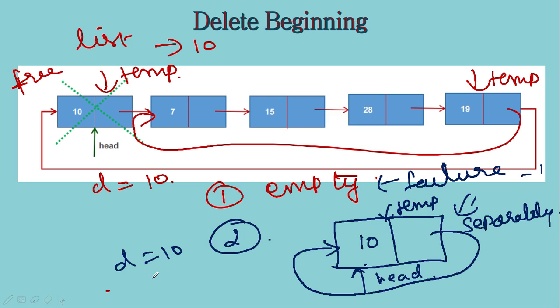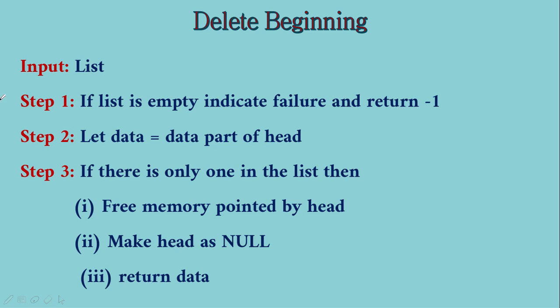And we have to set head equal to null, because if there is only one node and that node is also going to be removed, then the list will become empty. So how do we represent an empty list? You should make head equal to null. Now let us formally write the algorithm. Input is the list, and in step 1 you check if the list is empty, you indicate failure. We will indicate failure using the global delete error flag, and you will set it, right? And you have to return -1.